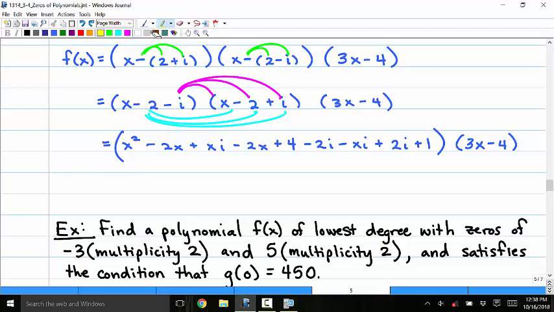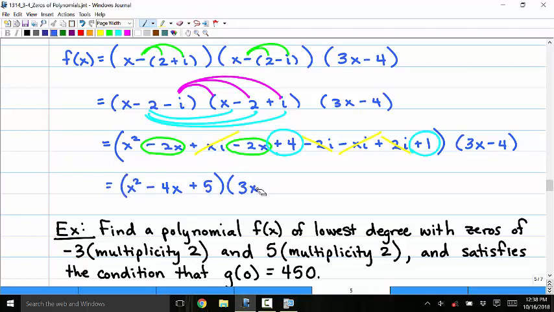Do you see the xi's are going to be gone? Xi minus xi. Minus 2i plus 2i. What's left? I have an x squared, and then I have a minus 2x and a minus 2x. So I have x squared minus 4x plus 5. I have a plus 4 and a plus 1, so plus 5. Times 3x minus 4.